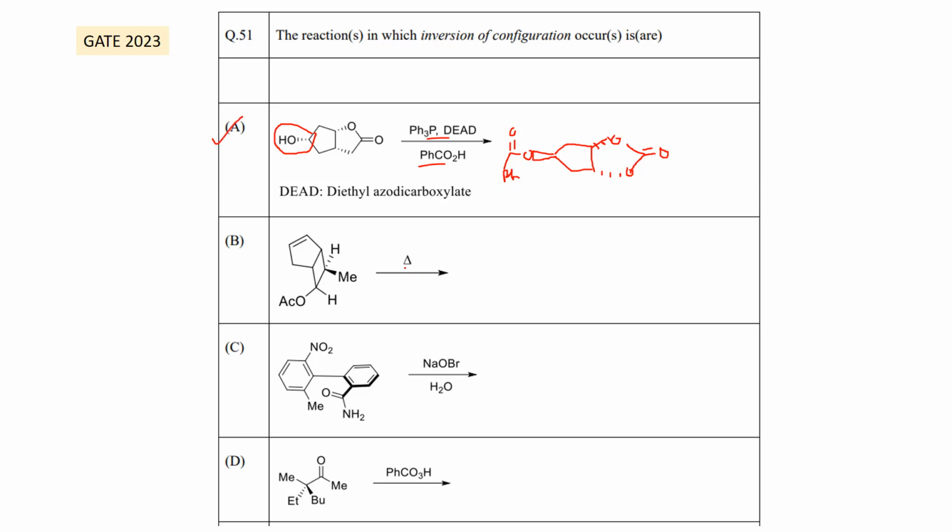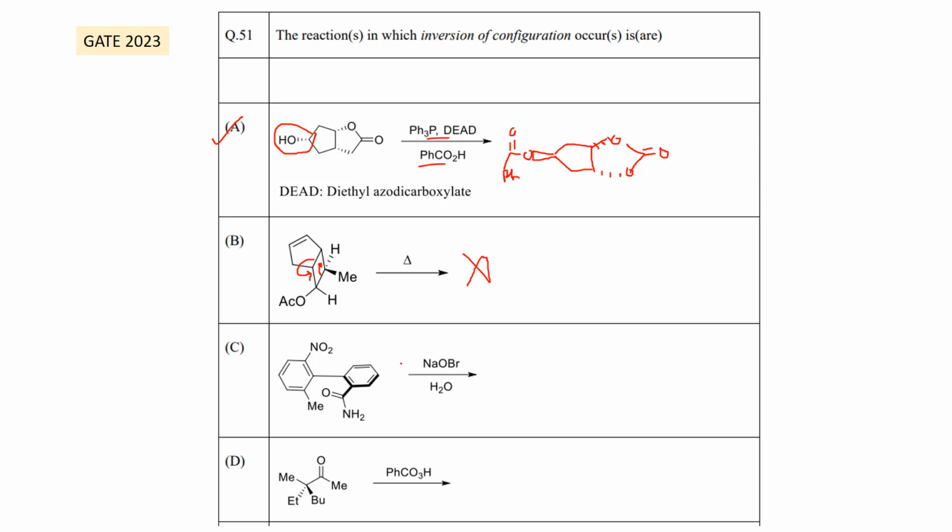Next is this one. If you add heating, this is a pericyclic reaction, and pericyclic reactions are always concerted, and this reaction takes place this way. There is a formation of a carbon-carbon double bond. So there is no such concept here; this is not inversion of configuration.